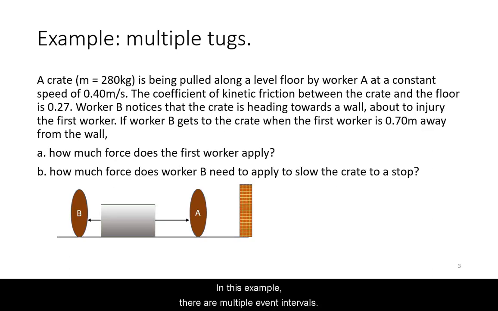In this example, there are multiple event intervals. First, worker A is pulling a crate along a level floor with friction at a constant speed. Second, worker B pulls in the opposite direction to slow the crate to a stop.